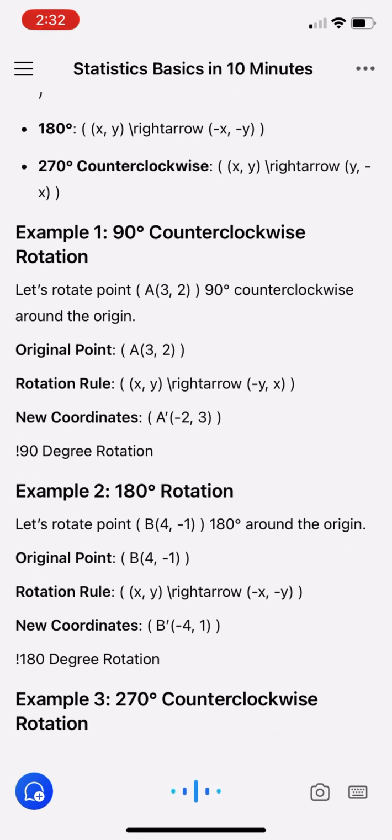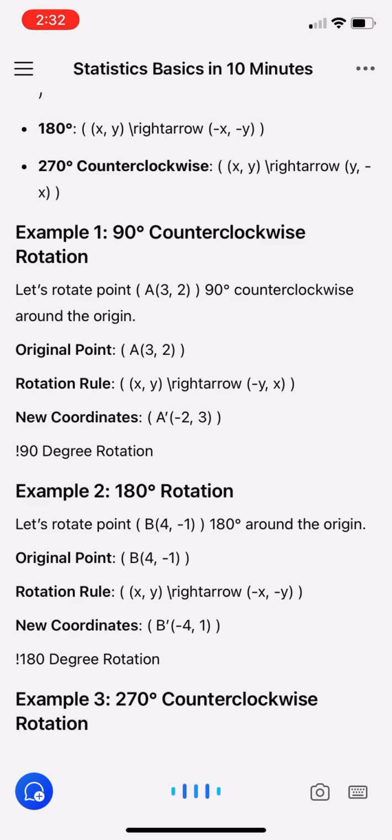Example 1, 90 degrees counterclockwise rotation. Let's rotate point A (3, 2) 90 degrees counterclockwise around the origin. Original point A (3, 2). Rotation rule (x, y) → (-y, x). New coordinates (-2, 3).